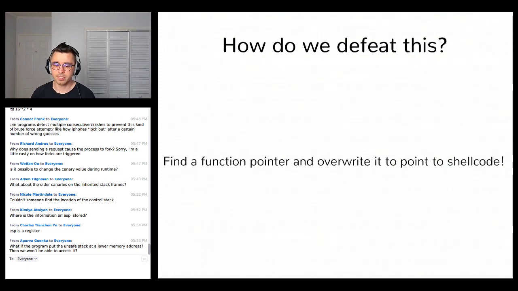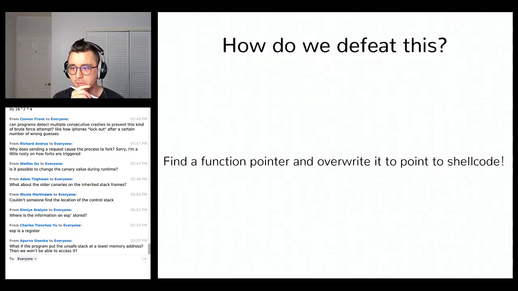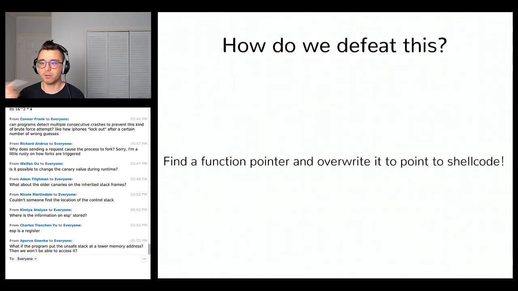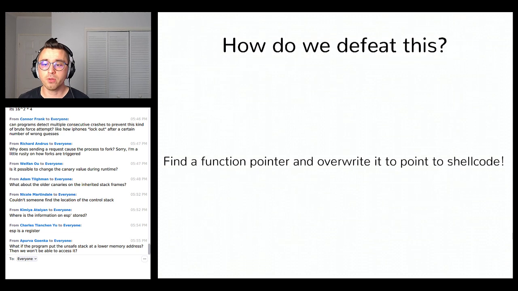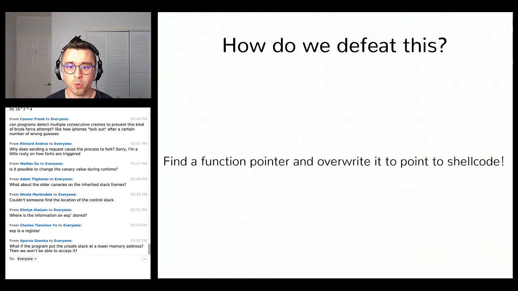Okay, but we have these safe stacks. So how do we defeat them? Well, like Nicole said, if we can figure out where it is, we can overwrite things on that stack. Another way to do it is you find a function pointer, point that function pointer to shellcode, and just continue executing the piece of code that would call this function indirectly.